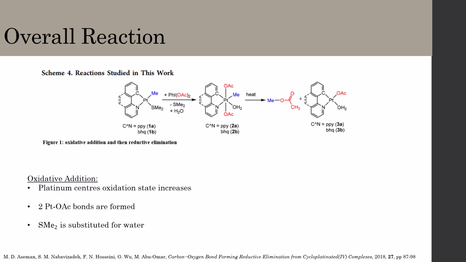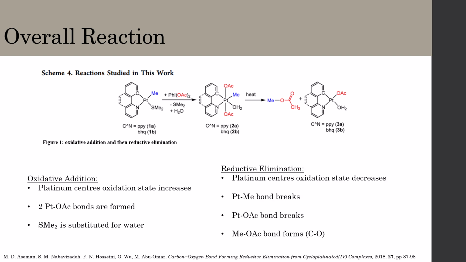In the oxidative addition, the main thing that we can see happen is an iodobenzene diacetate molecule reacts with the platinum complex. In turn, the complex loses dimethyl sulfide and gains two OAc ligands. During this process, the platinum center's oxidation state also increases. In the reductive elimination, platinum's bond with Me and OAc breaks. The Me and OAc then bond to form methyl acetate separately, and the oxidation state of the platinum decreases back down to its starting state.